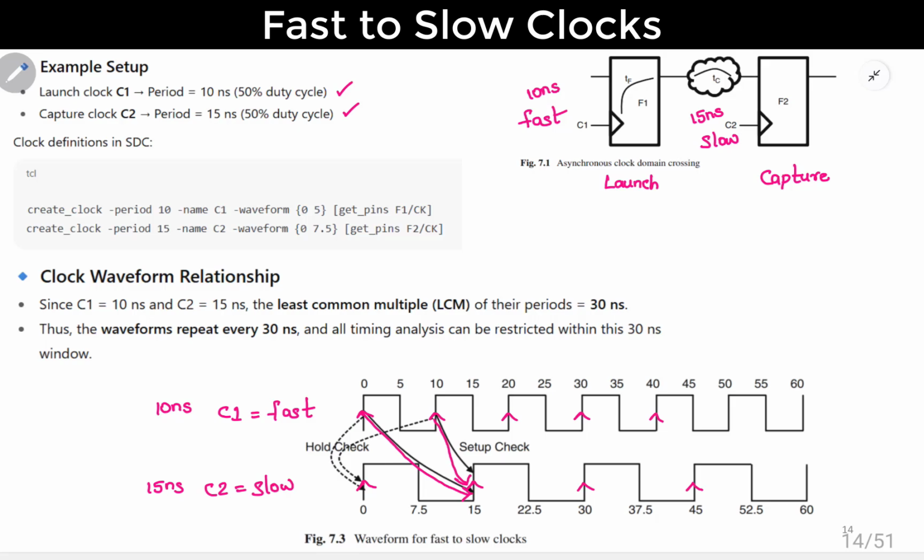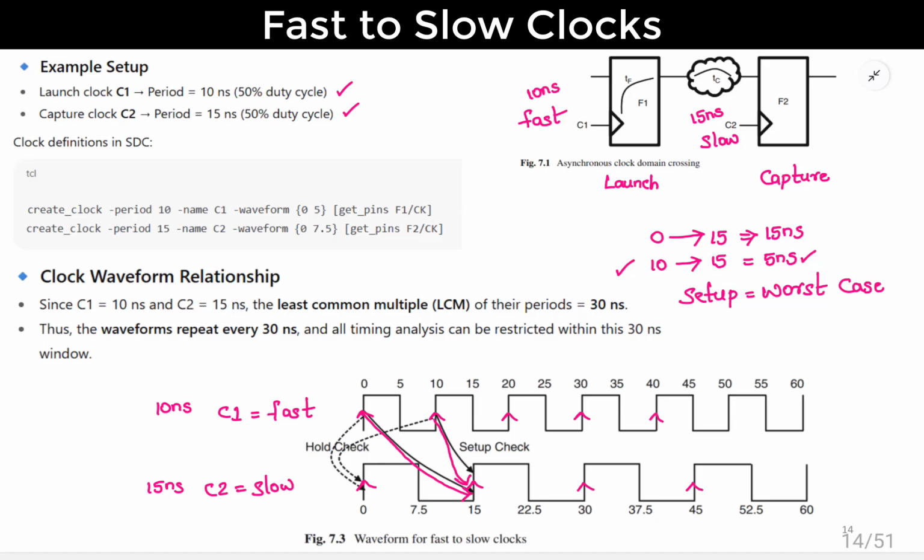So here we are getting two scenarios: data launched at 0 and captured at 15, and another case launching at 10 and capturing at 15. Now among these, which one do we need to consider? Here the time difference is 15 nanoseconds, whereas here the time difference is 5 nanoseconds. Always go for the worst scenario, which has the minimum time difference. So always make a note: for setup it should be the worst case scenario, wherever the time difference is small. At that particular point we need to consider.